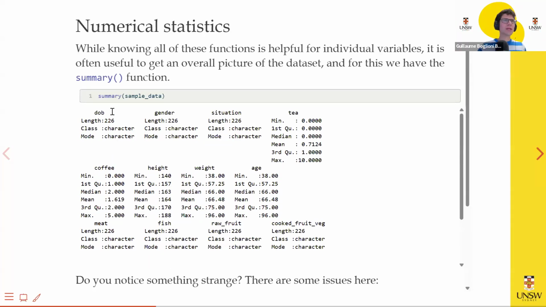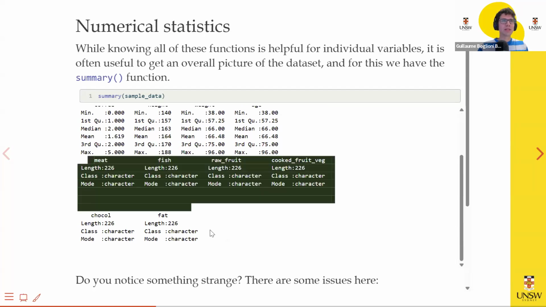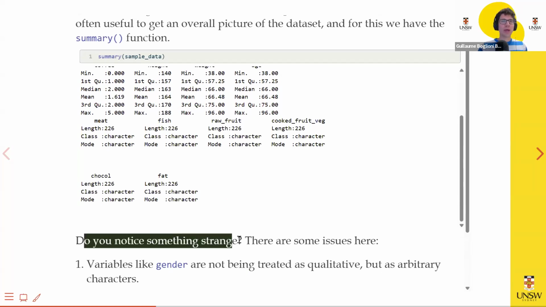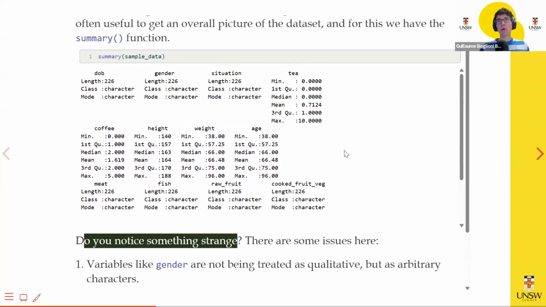Now, for the other variables, date of birth, gender, it doesn't look to be very useful because you have length, which is, okay, that's just the number of data points for each variable. Well, it's always the same 226 because there are 226 rows in the data set. But then this is not very useful. It just tells me it's a character. And that's the case for all the variables that are not numerical. So that's kind of strange. And that's not really what we want.